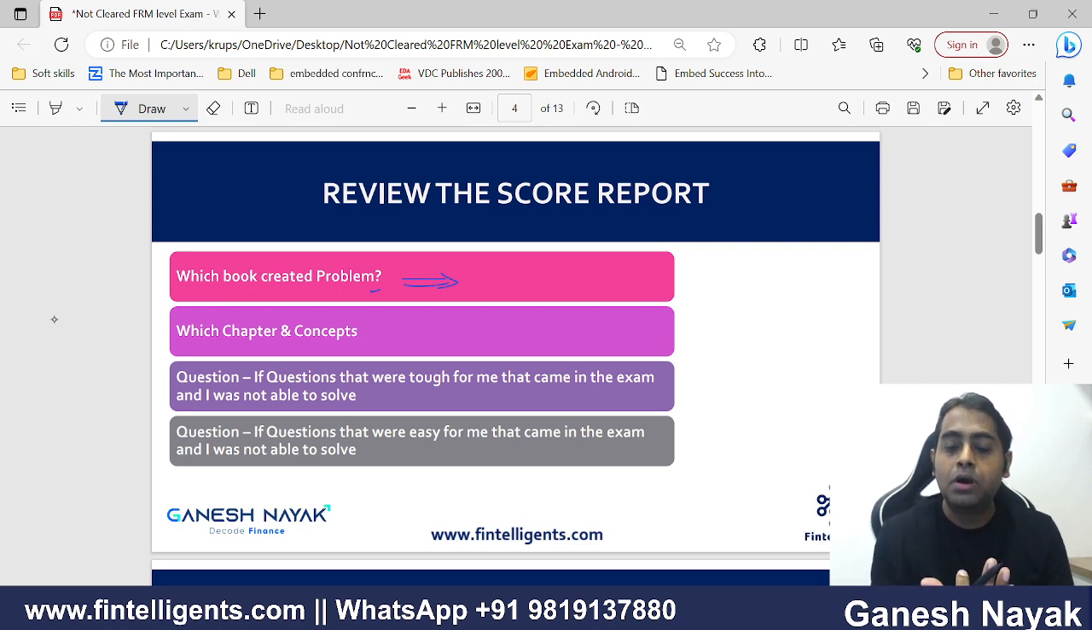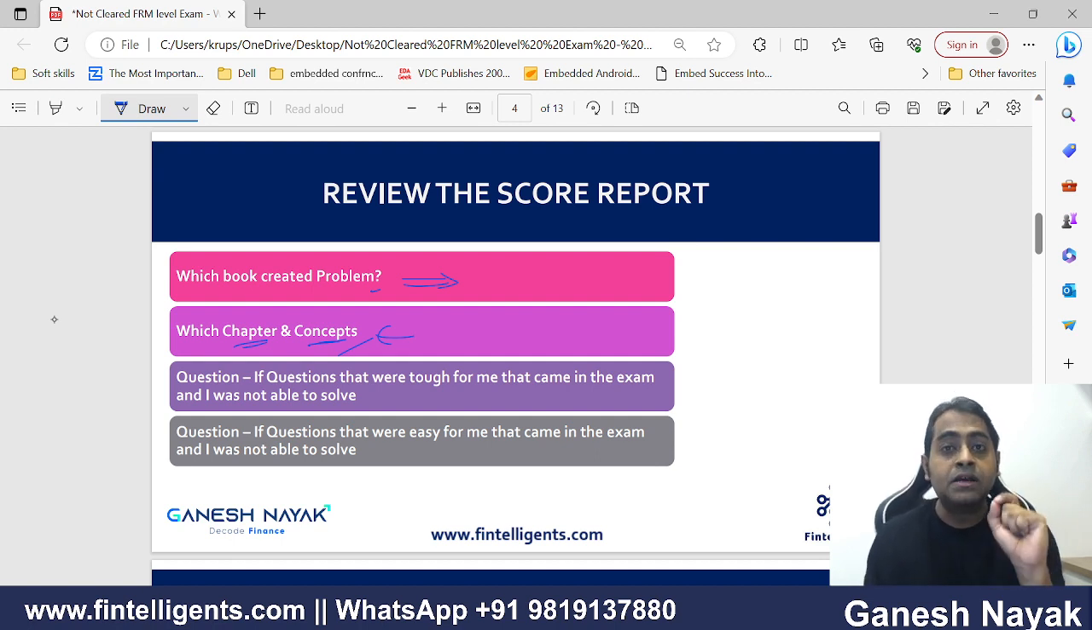Then go into that book and do a detailed deep dive and bifurcate chapter by chapter. Just go through the book and see which chapter was easy for you and which chapter was tough for you. Make a list of your chapters. Within each chapter, also identify which concept was a problem, because this will help you create a list of problem areas or weak areas in your entire curriculum. So bifurcate book-wise.